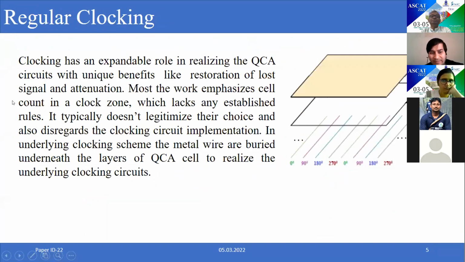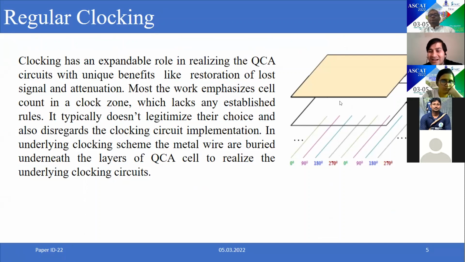Next is regular clocking. I have already discussed the main requirement of clocking. Now, in regular clocking, we need some rules. Many clocking schemes have been proposed, but most of them only tell how many QCA cells must be placed in a particular zone. Most of them do not give some fixed or uniform shape so that we can realize any QCA circuit.